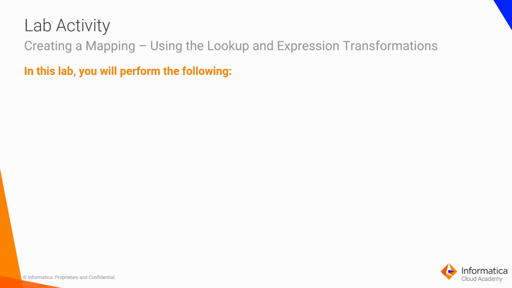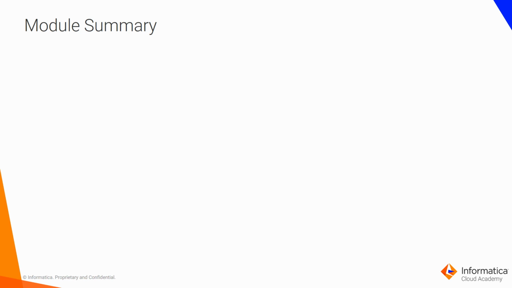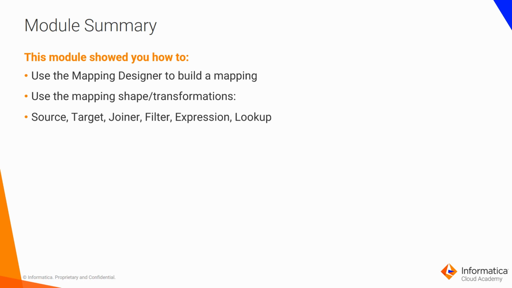There is just one lab for this module. In this lab, you will create a mapping using the lookup and expression transformations. This concludes Module 12. This module showed you how to use the Mapping Designer to build a mapping, use mapping shapes or transformations such as source, target, joiner, filter, expression, and lookup, and apply field rules and rename fields.